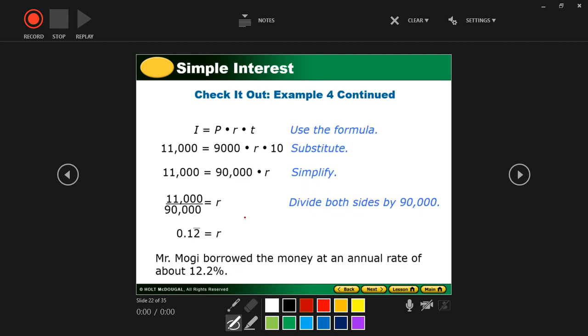We will find the percentage using the same formula. So you have the interest 11,000, the amount borrowed 9,000, and R, copy, that's unknown. The time is 10 years. So 11,000 equals 9,000 times 10, that's 90,000 times R. Divide both sides by 90,000. So this is cancelled. We're left with R. 11,000 divided by 90,000 is 0.12.